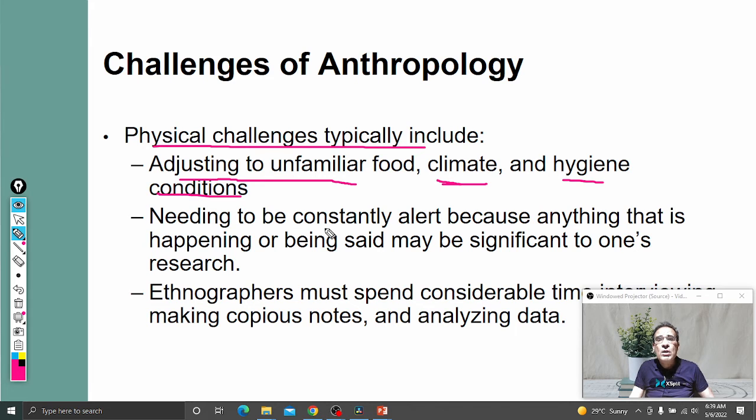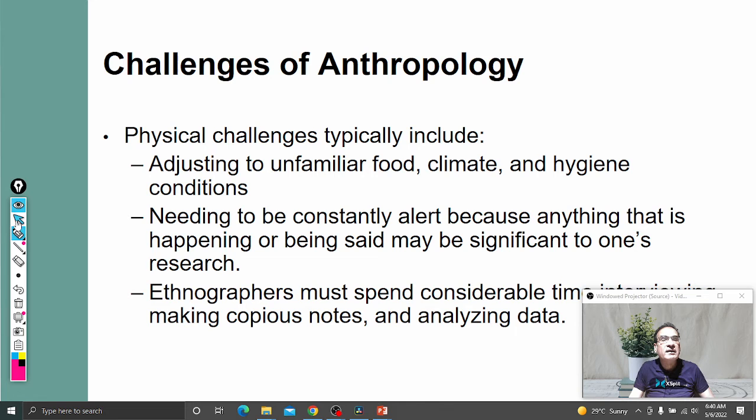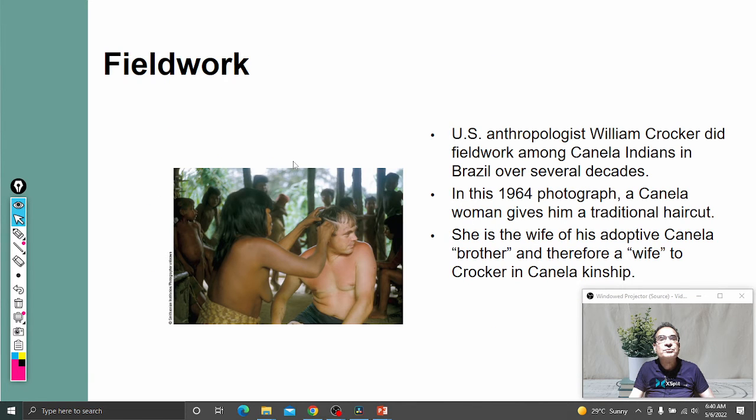Needing to be constantly alert, because anything that is happening or being said may be significant to one's research. The ethnographer must spend considerable time with the culture, making copious notes and analyzing the data to get first-hand information about the culture in which they are living. Fieldwork. In fieldwork, the researcher mostly goes into the field and gets first-hand information about the community.